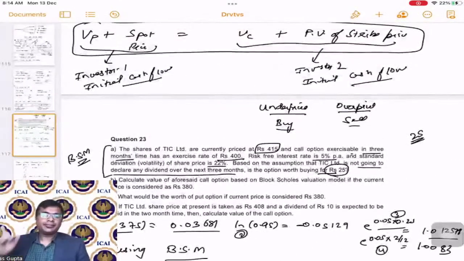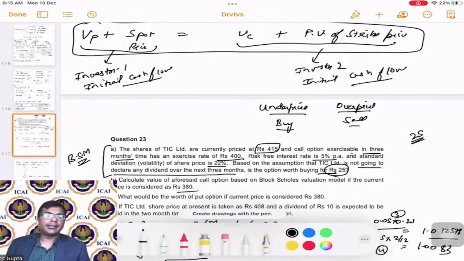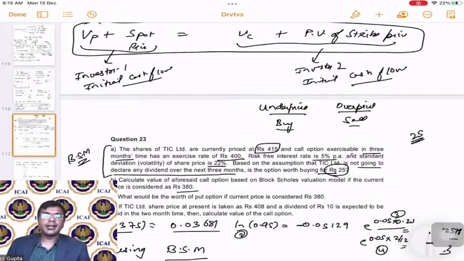A part is done. Now B part: calculate the value of aforesaid call option based on Black-Scholes valuation model if the current price is considered as 380. Now this is another part where they are asking us to calculate using the current price instead of 415.